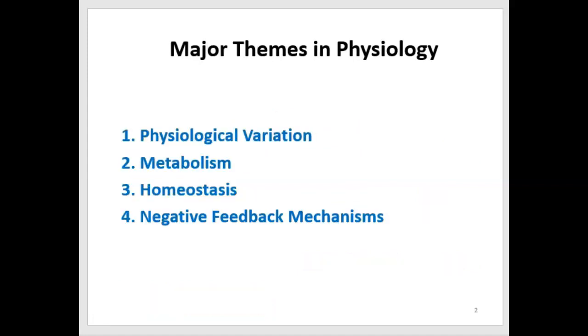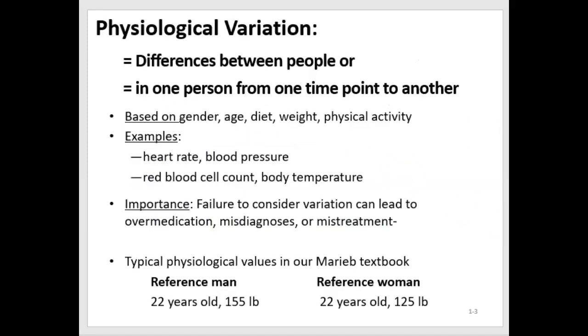But today I'm just going to talk about 4 themes that recur throughout this course, Anatomy and Physiology 1. These 4 themes are physiological variation, metabolism, homeostasis, and then finally something called negative feedback mechanisms. So first, I'll discuss physiological variation.